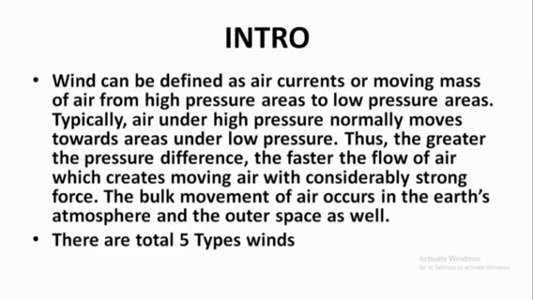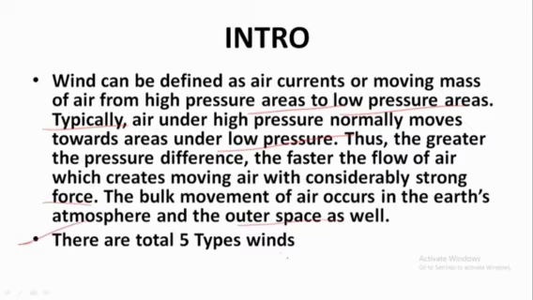Welcome now to different types of winds. Wind can be defined as air currents or moving mass of air from high pressure areas to low pressure areas. Typically, air under high pressure normally moves towards areas under low pressure. Thus, the greater the pressure difference, the faster the flow of air, which creates moving air with considerably strong force. The bulk movement of air occurs in the Earth's atmosphere and the outer space as well.